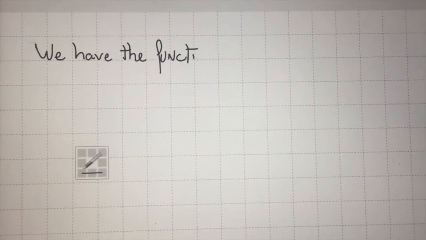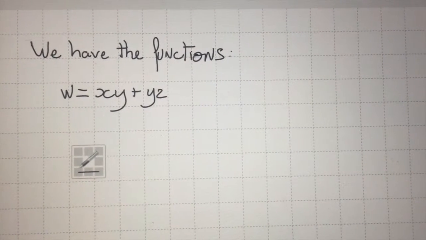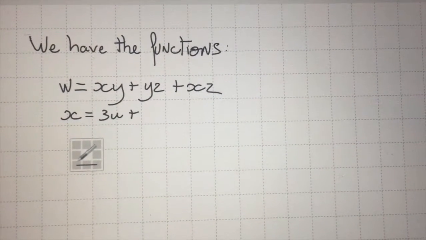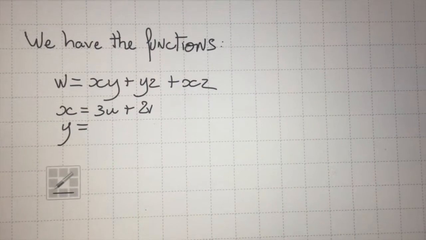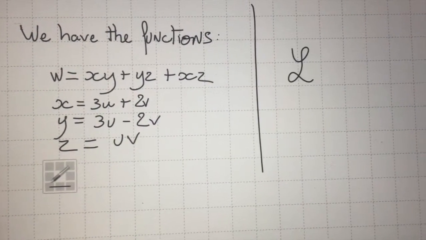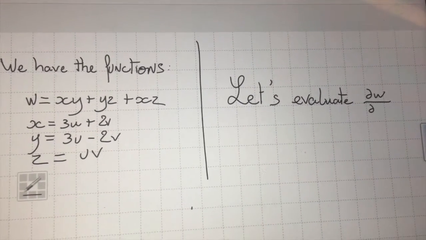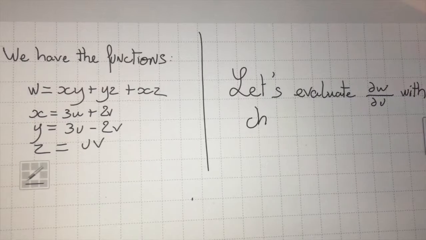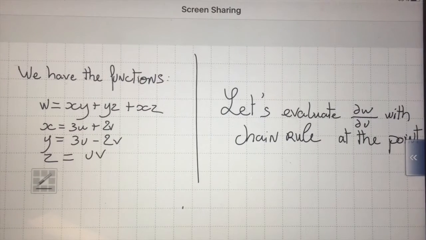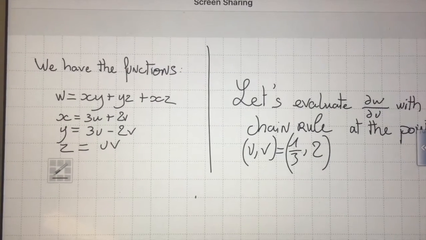Let's do an exercise in order to see how the chain rule is really working. Let's consider the function w, which is equal to xy plus yz plus xz, function x, which is equal to 3u plus 2v, function y, which is equal to 3u minus 2v, and function z, which is equal to uv. Now, let's evaluate the partial derivative of w over the partial derivative of u with the chain rule, at the point u, v equals 1/3, 2.